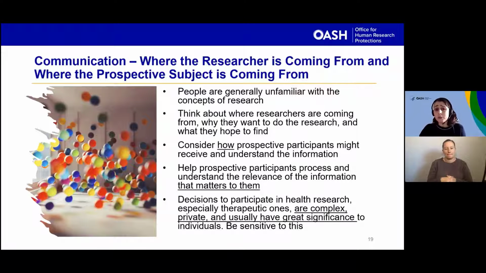This also means communicating the information that matters to the participant and not to you as the researcher. So you might be interested in the impact of social media on teen mental health because you are a public health researcher committed to exploring why teens are presenting with mental health symptoms like anxiety, isolation, hopelessness.